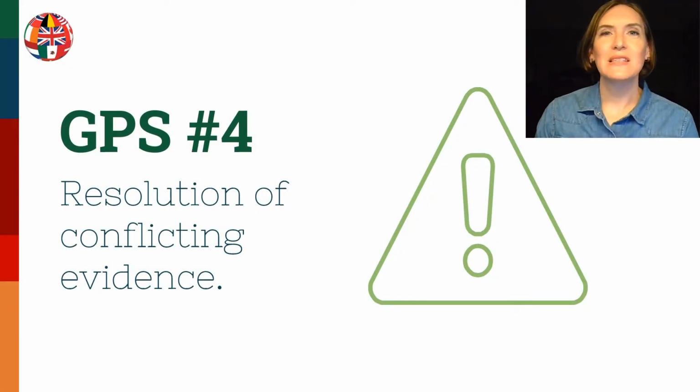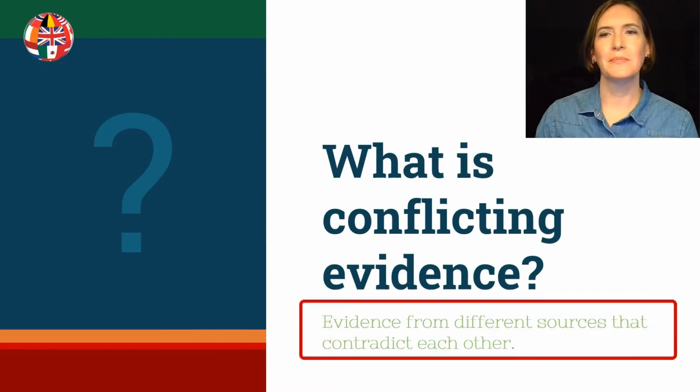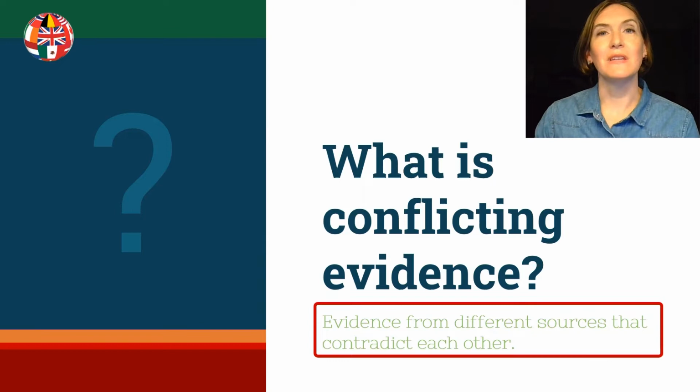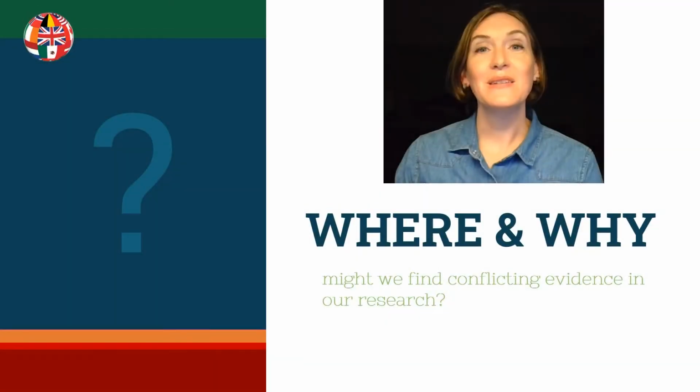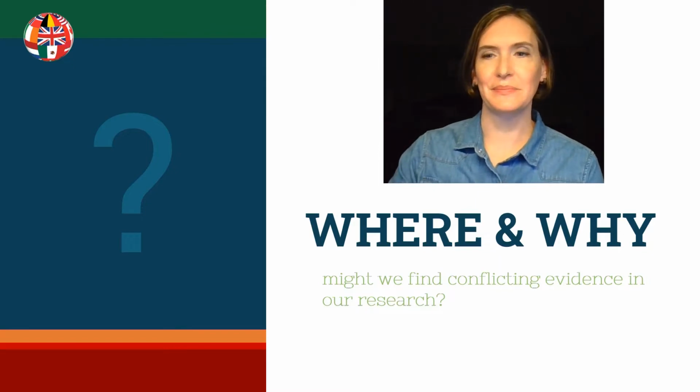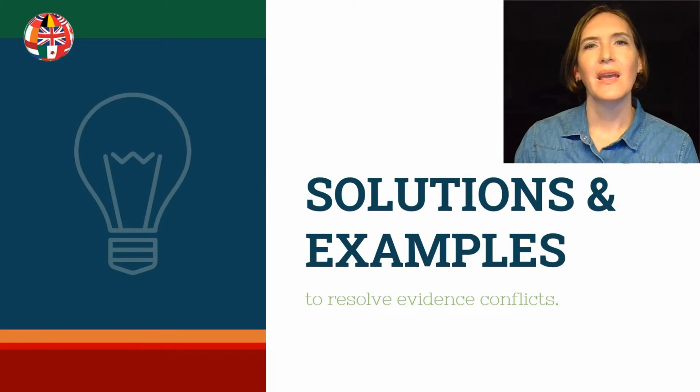In part 1 of this presentation, we discussed that the fourth element of the genealogical proof standard is the resolution of conflicting evidence. We defined conflicting evidence as evidence from different sources that can contradict each other. And we discussed where and why we might find conflicting evidence in our research. Now, let's discuss some solutions and examples to resolve evidence conflicts.